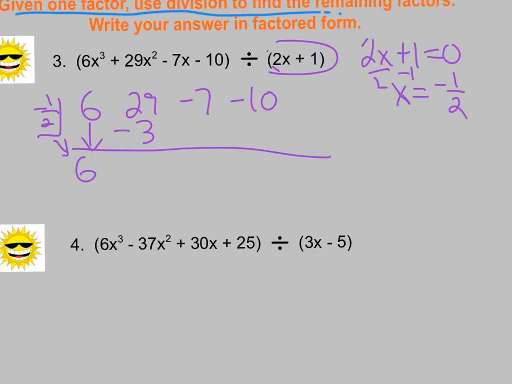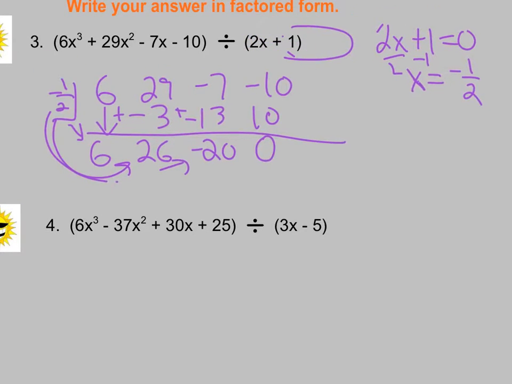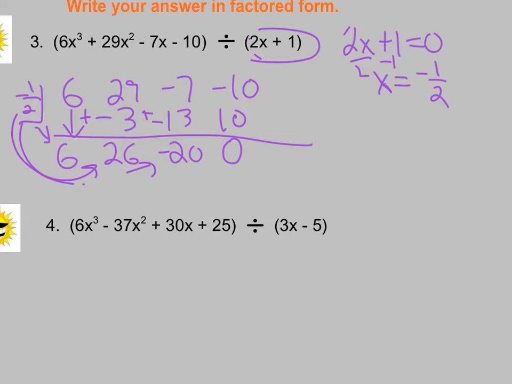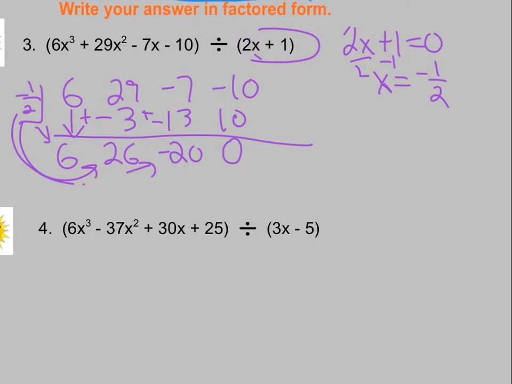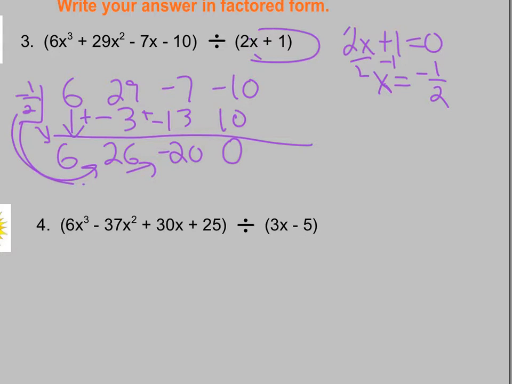So I get negative 3, add those two. So that's going to be 26, multiply by negative 13, add those two, negative 20, drop. So that's going to be positive 10, so that'll be 0. Okay, so what I'm left with here is this: 6x squared plus 26x minus 20.